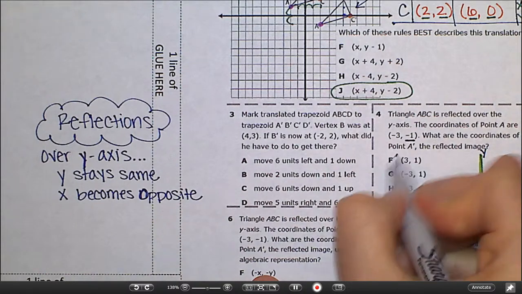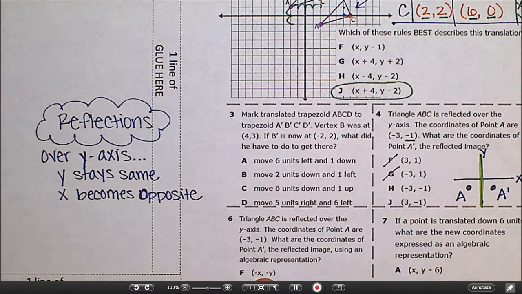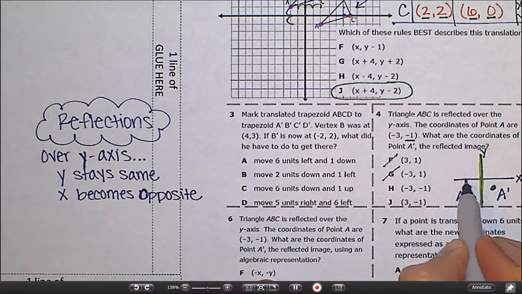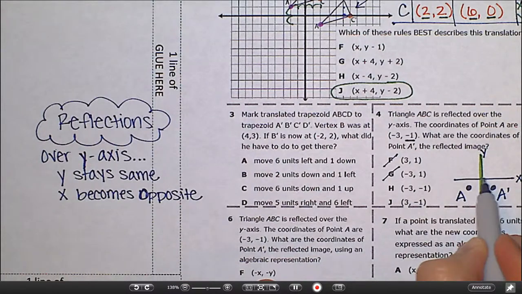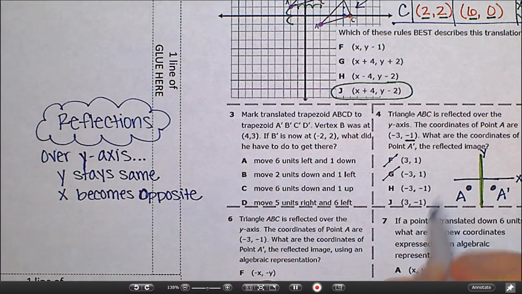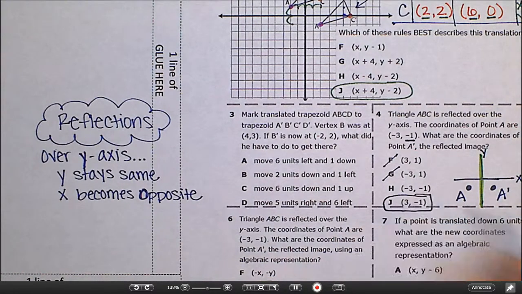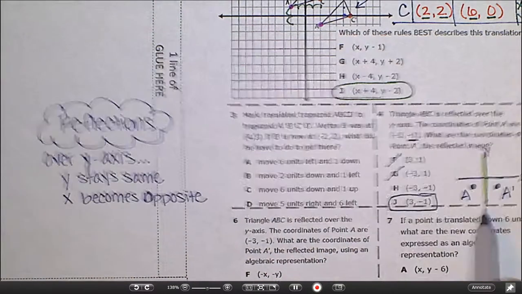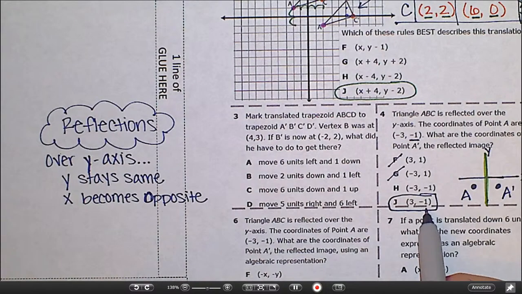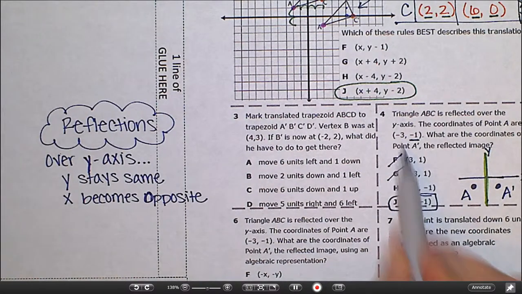So I can go ahead and cross out these two answer choices because it needs to be -1. And my x is going to be the opposite because instead of being -3 over here, I'm going to the right and it's going to be +3. So +3, -1 would be our answer there. Because y stayed the same and x became the opposite. -3 became 3.